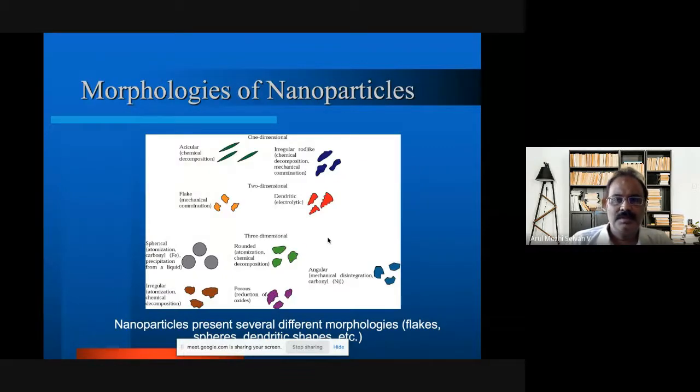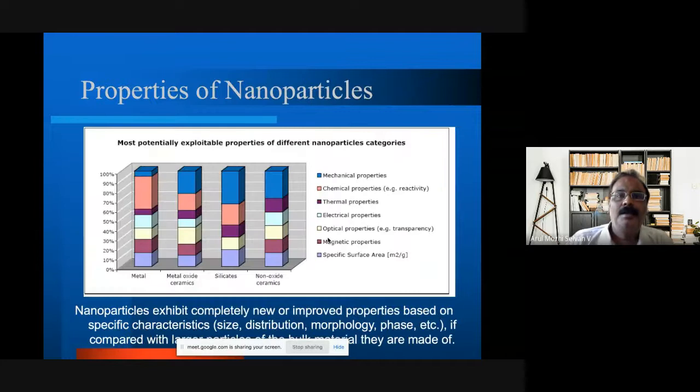So these are morphologies of nanoparticles. I'm not going into detail on these nanotechnology fundamentals. These are the various properties of nanoparticles. You can look into metal, metal oxide, ceramics, silicates, non-oxide ceramics, and what kind of properties are dominant, and what is the proportion of various properties with the different kinds of materials.